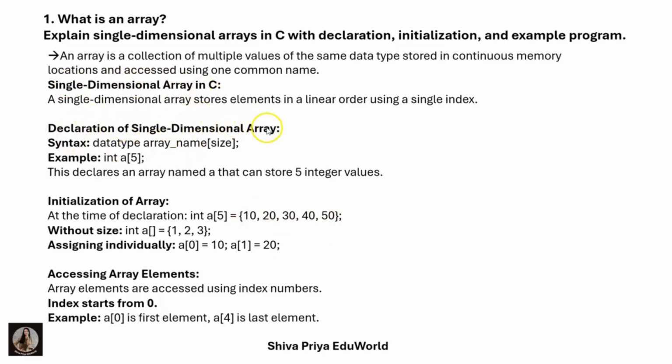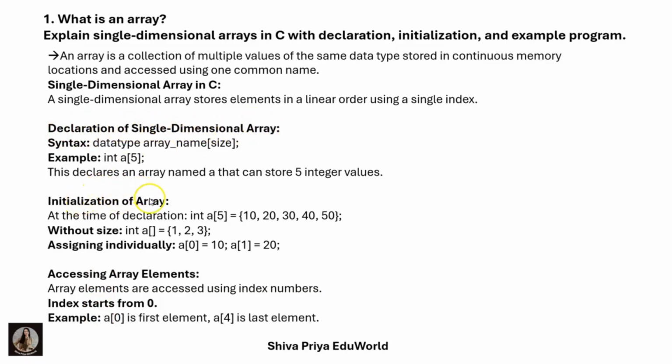Here is the declaration of the single dimensional array. First you have to mention the data type, the array name, and the size. What is the size? How many elements you are going to insert inside that array. For example, the data type is integer, as I have to insert integer numbers inside that array. The array name is A, which I have taken, and the size is 5. I am going to insert 5 elements inside the array. This declares an array named A that can store 5 integer values. Clear? This is about the declaration of a single dimensional array.